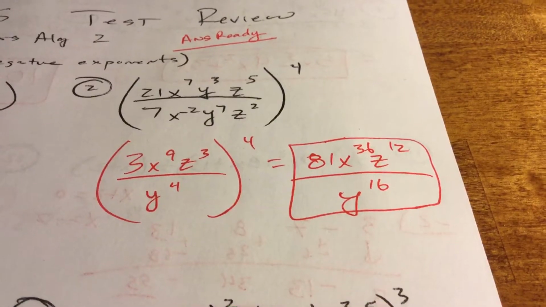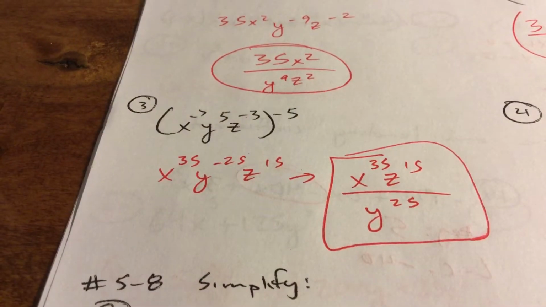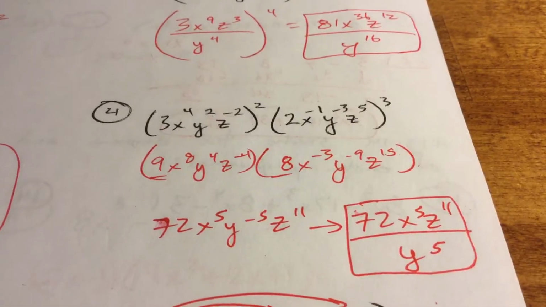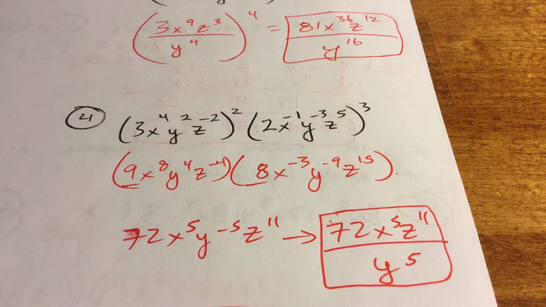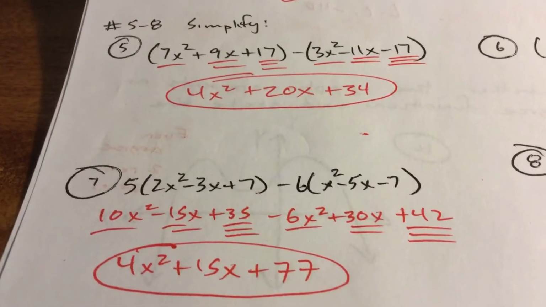There's the answer to 2. There we go on 3. Again, if it's a negative exponent, it's got to go on the other side of the denominator. Square, and then multiply the next one by the third power. There you go. Number 5.